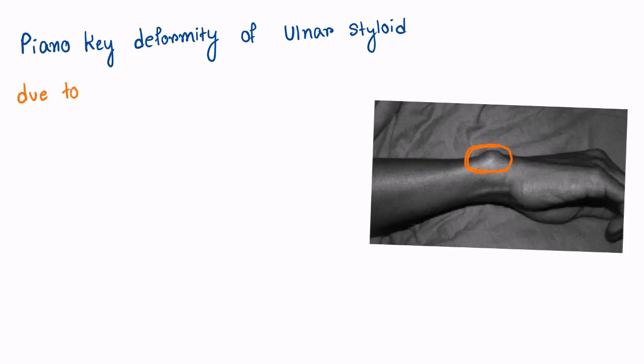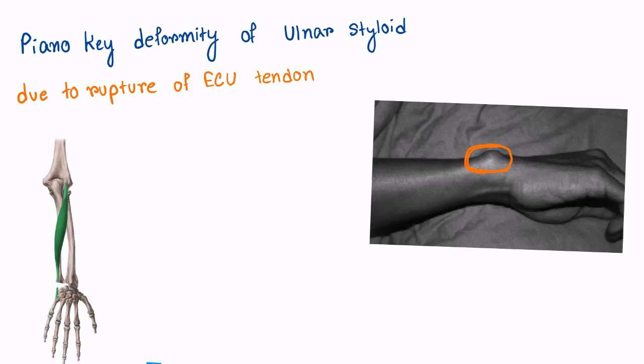This occurs as a result of rupture of the extensor carpi ulnaris tendon. As it ruptures, the pressure exerted by this tendon is gone. The end of the ulna becomes unstable and becomes prominent from outside. When the ulnar end is pressed from outside, it is depressed and rebounds when the pressure is released.